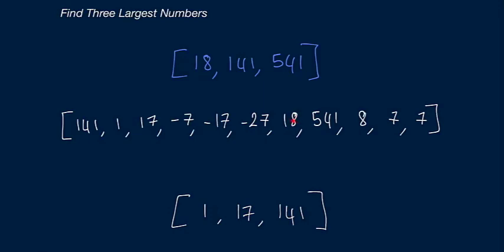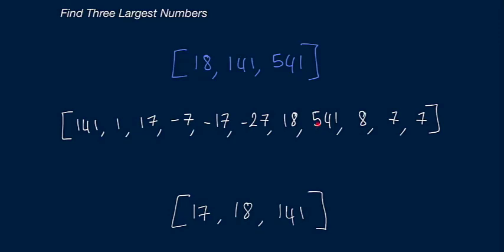And then we get to 18. 18 is smaller than 141, but it's greater than 17. So we're going to apply the same logic that we did earlier, which is we shift the third number out, and we effectively erase it. Then we shift the second number to the left 1. 17 becomes our third largest number. And we update the new second largest number to be 18. And now we continue traversing our array.